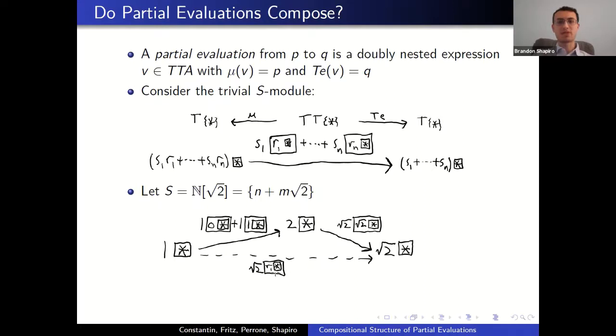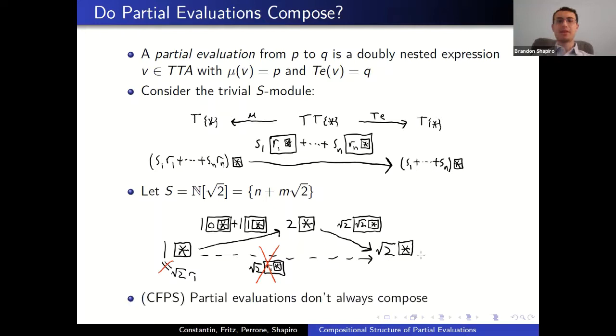And then we also expect that the source will be 1. And so we forget the outer box, we get root 2 times R1, and we want that to be 1. But that's not going to work, because root 2 is not invertible in this semi-ring. 1 over root 2 does not have the form given here. And so this tells us that we're not going to have a partial evaluation from 1 to root 2, despite having 1s from 1 to 2 and 2 to root 2. And so this is one of our main results, that partial evaluations do not generally compose.